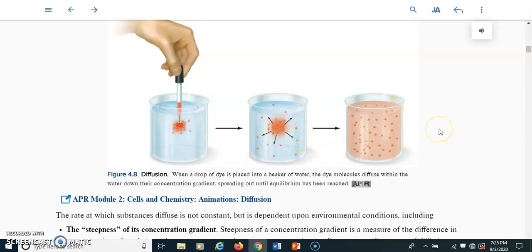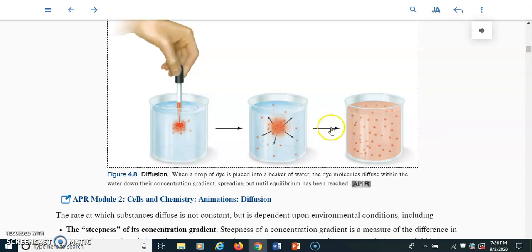So that's the tendency of ions and molecules that are in our body. They don't want to be in an area where they're in real high concentration. If they have the chance, they're going to move to an area where they're in lower concentration. And they'll continue to move until they reach equilibrium, if they can. So, okay, that is diffusion.